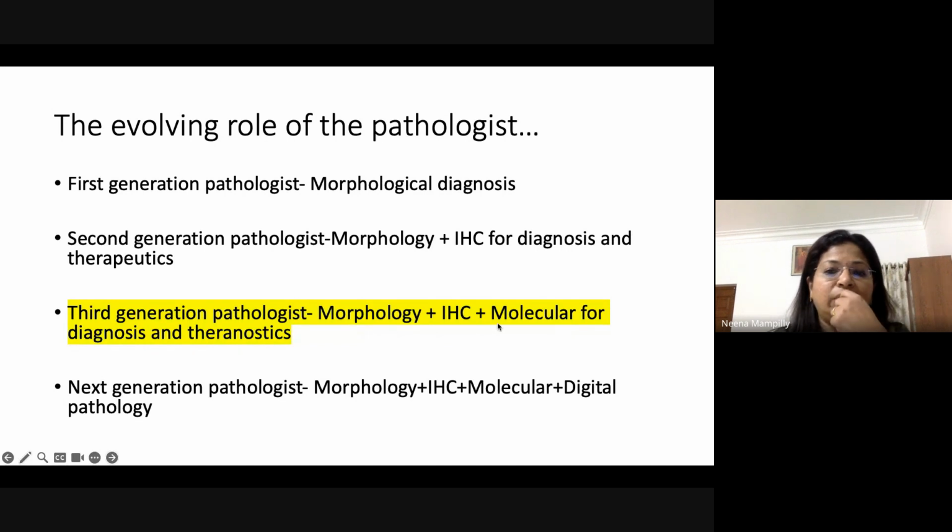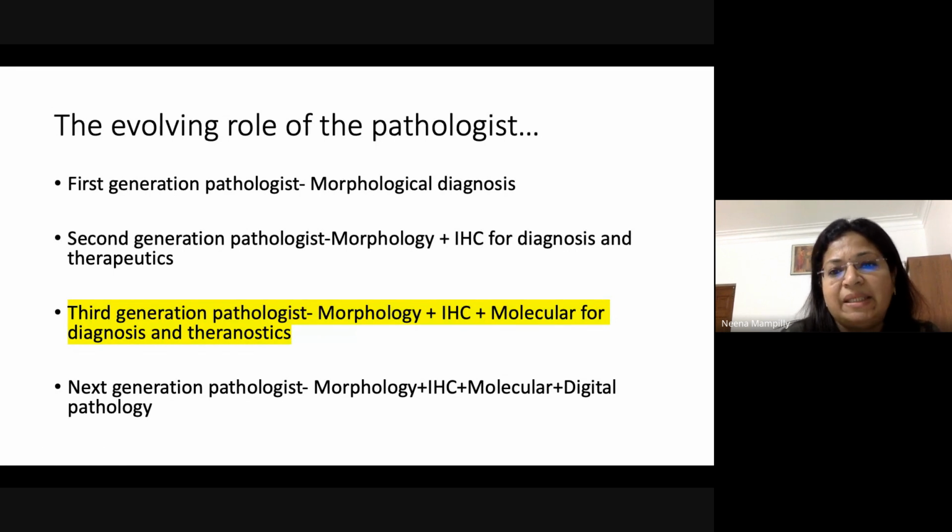Now, it's interesting to note that we are not given more and more tissue, but we are asked to give more with less and less tissue. So that is the difficulty and the challenge that we are facing now. So we have to stretch our tissue so much so that we have to give all that is asked for in the very limited tissue that we are given.